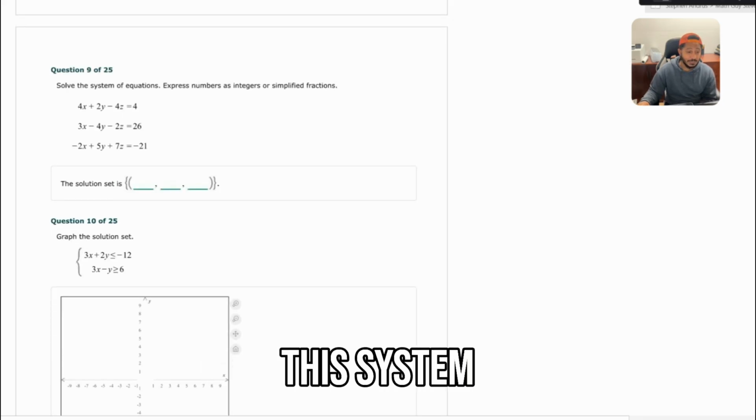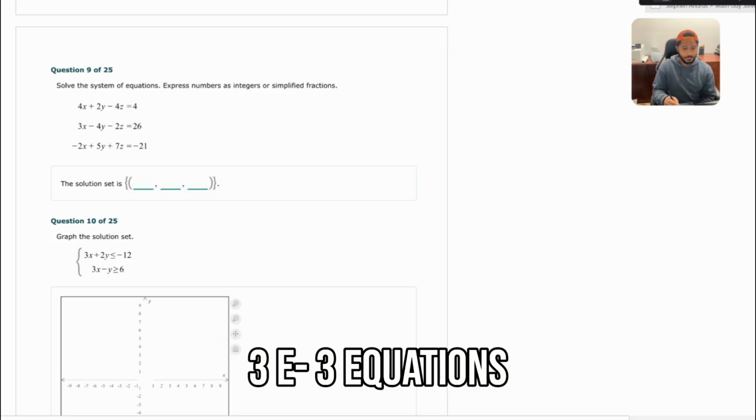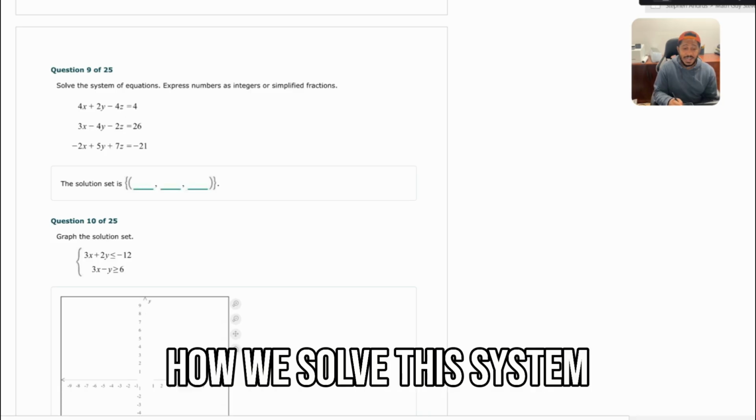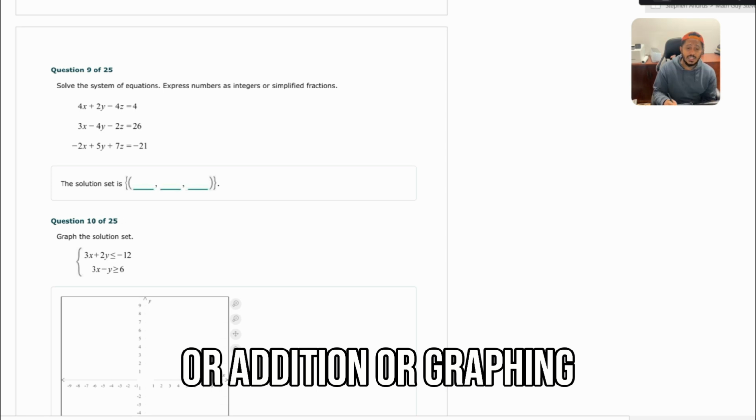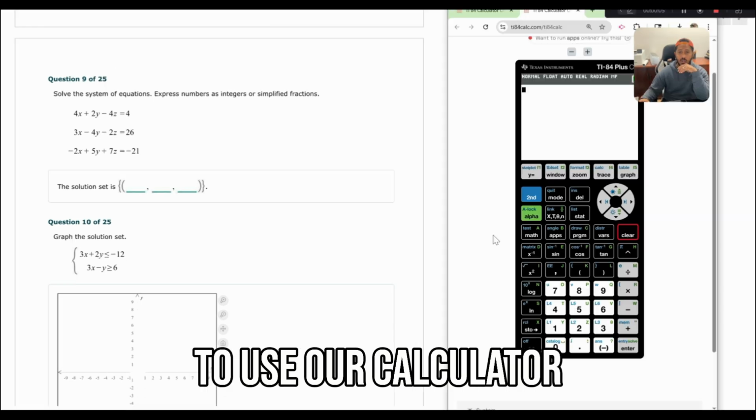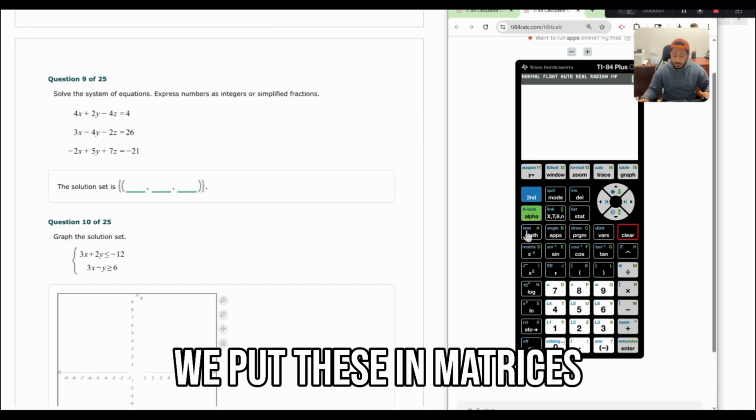Example 9 says solve this system. Now this system has three equations and 3 variables. How we solve this system, we can use substitution or addition or graphing to solve it. The best way is to use our calculator. All right, so remember, we put these in a matrix. We put these in matrices, right?